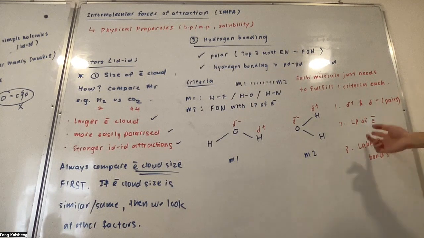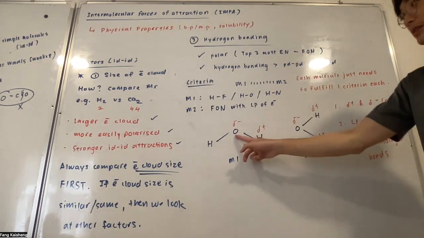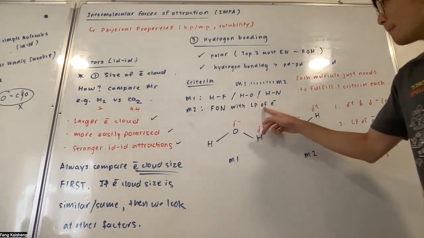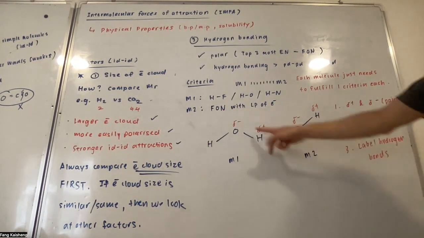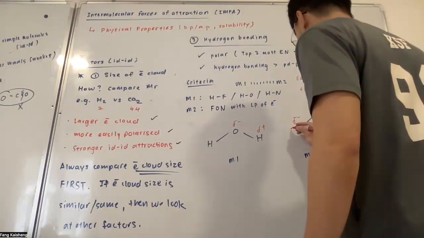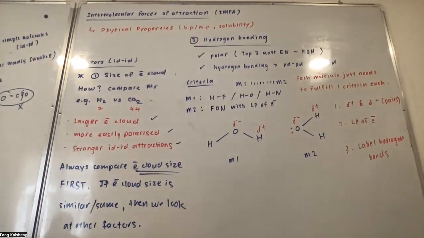Where is the lone pair of electrons, by the way? Which O? Is it this O or this O? Guys, the lone pair is in the second criteria, so it must be this second molecule here. Does that make sense? Because drawing it here has no point. So I want to see the lone pair of oxygen being drawn, because the lone pair is involved in the hydrogen bonding process.